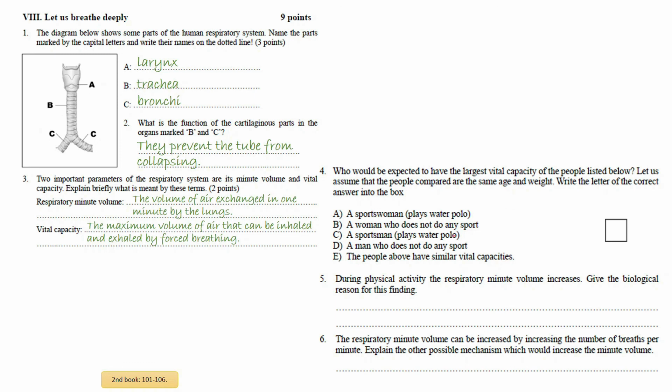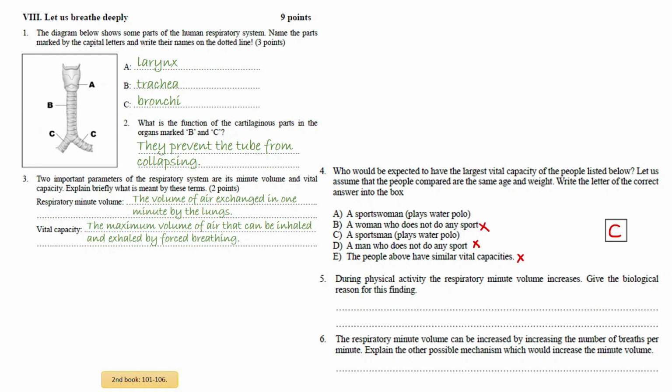So immediately we can exclude three possibilities, namely B, D, and E. And out of the first one and the third one, basically the males have larger vital capacities, so C comes to the box. During physical activity, the respiratory minute volume increases.